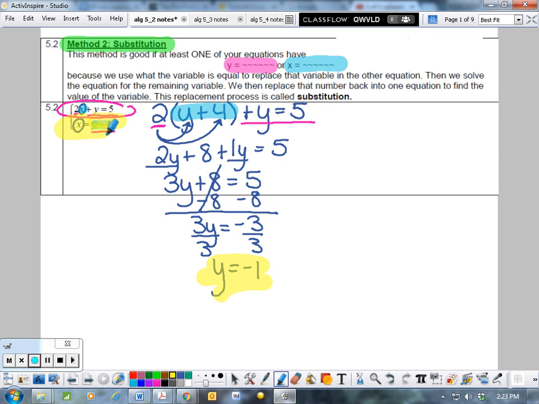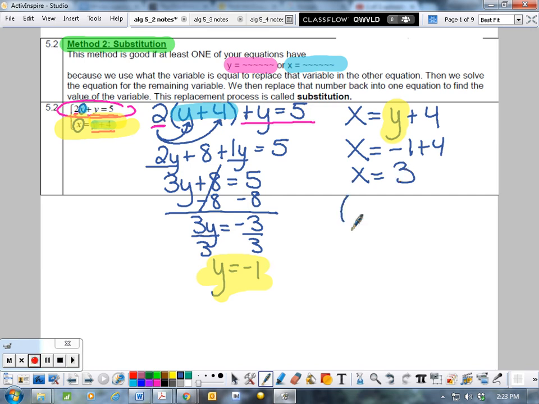So I'm going to go back up to here. And so that equation is x equals y plus 4. Well, I knew that y was negative 1, so I'm replacing y with that negative 1. So x equals negative 1 plus 4, which tells me that x is equal to 3. So now I have the pieces to my solution.